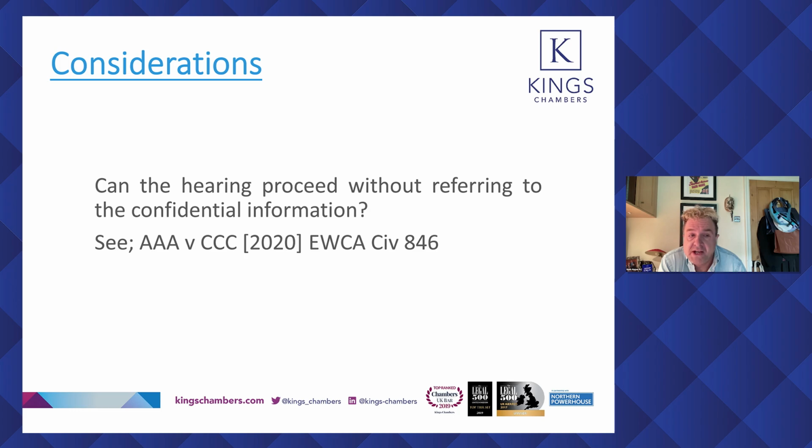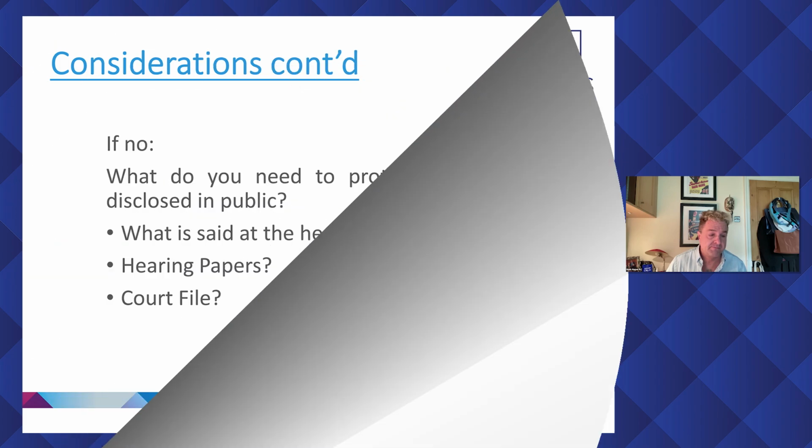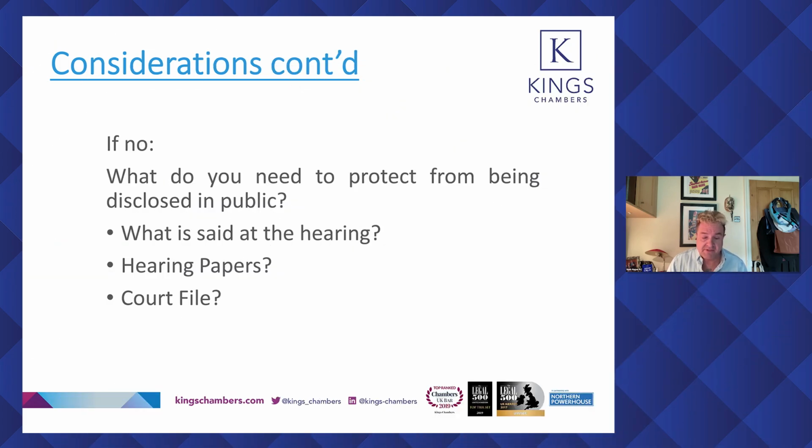So the first question is always going to be, can the hearing proceed without referring to the confidential information? If not, then you really have to consider what you need to do to protect the information from being disclosed in public. And you're going to look first of all at what documents or materials are going to be referring to the confidential information. Relevant will be a consideration of statements of case, skeleton arguments, judgments, and orders which will necessarily refer to the confidential information, and the papers for the hearing at which the confidential information is referred to.